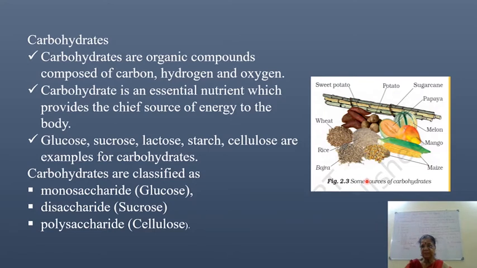Right? Now this figure represents sources of carbohydrates. What foods have carbohydrate? Sweet potato, potato which is full of starch, sugarcane, papaya, watermelon, mango, maize, rice and bajra. Bajra is one variety among the millets we talk about. And then wheat. So these are the food sources of carbohydrate. Okay, so this is for carbohydrate.